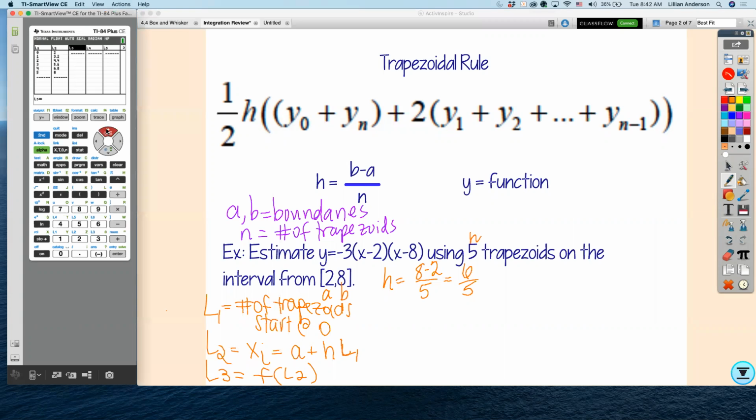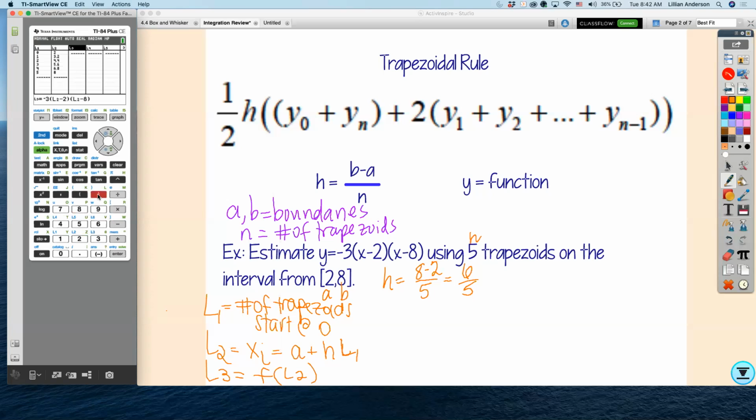So in L3, we would go up, make sure L3 is highlighted, and then we continue to type in our function, which is -3x minus 2. But instead of putting x, we will put the actual x values from the L2 column, then subtract from 2, and repeat the same process for x minus 8.